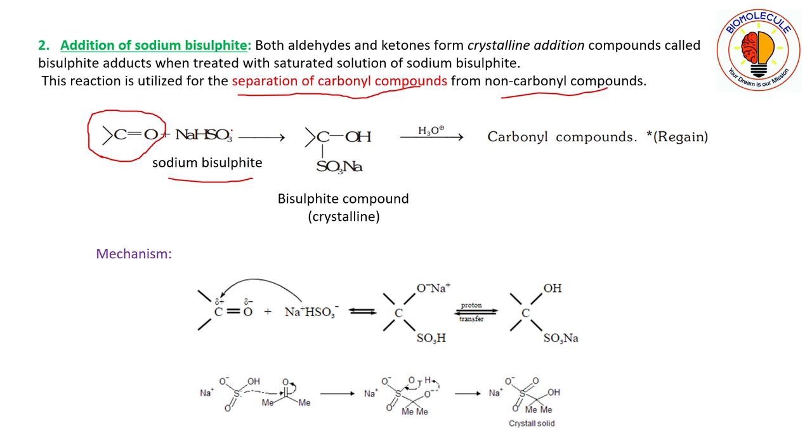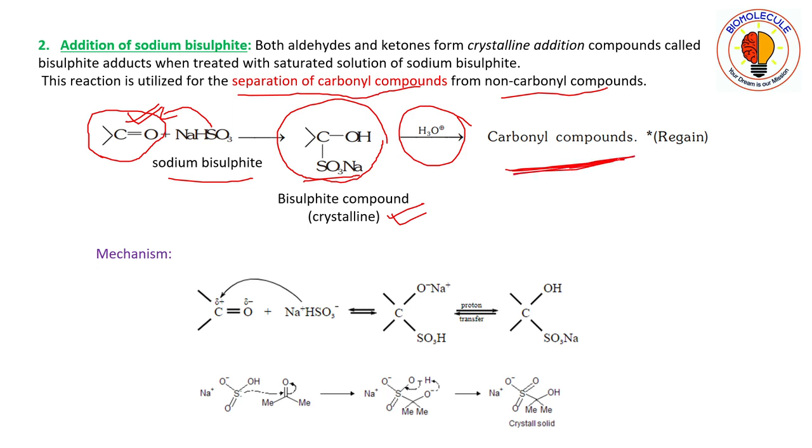a saturated solution of sodium bisulphite, if we react it with that mixture, will react with the carbonyl compounds to give the bisulphite adduct. It reacts only with the carbonyl compound to give this adduct, which on further hydrolysis will give you the carbonyl compounds back. That is, you regain your carbonyl compounds. What you have left is a separated mixture of non-carbonyl compound plus carbonyl compound. You just add sodium bisulphite.